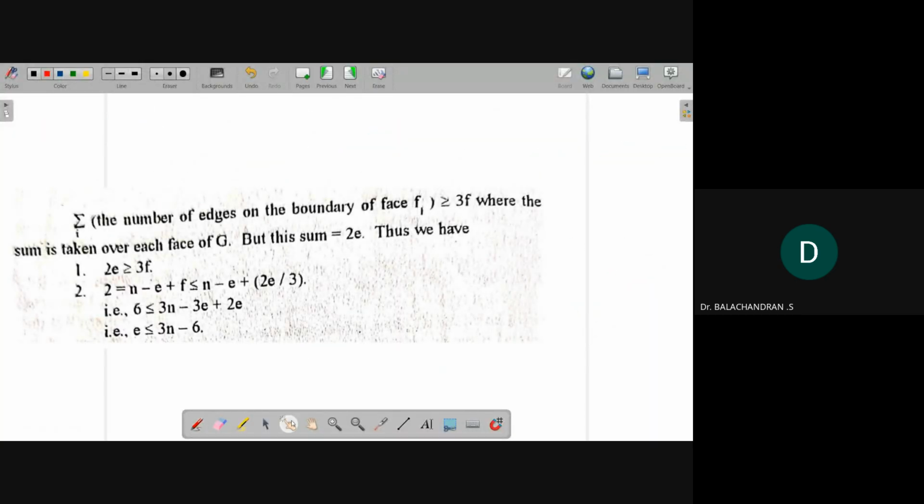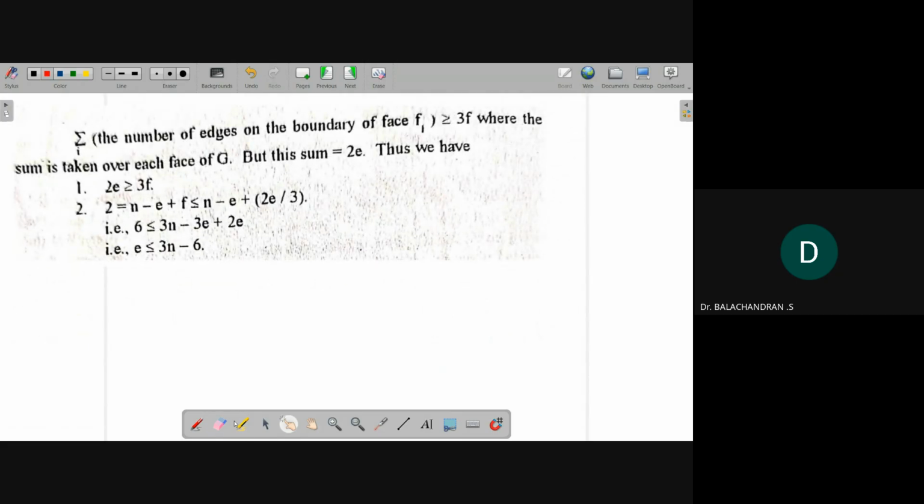Okay. So what they mean? Okay, here. So, the number of edges of face F1 plus the number of edges of the face F2 plus the number of edges of the face F3 plus dot dot dot.